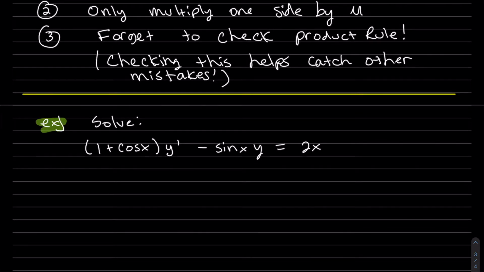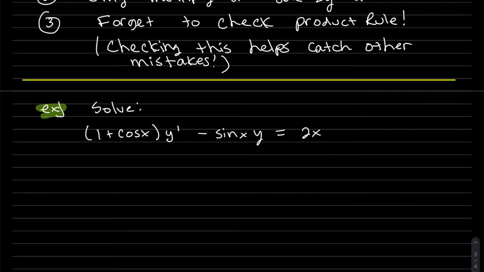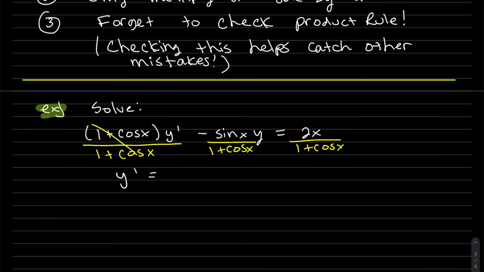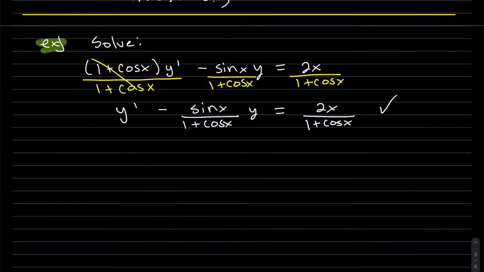Okay, so let's solve our first example. So is it in standard form? It's not, because we have something in front of the y prime. Standard form has just a 1 in front of it. So to get it into standard form, we're going to have to divide both sides by 1 plus cosine of x. So now it's standard form.